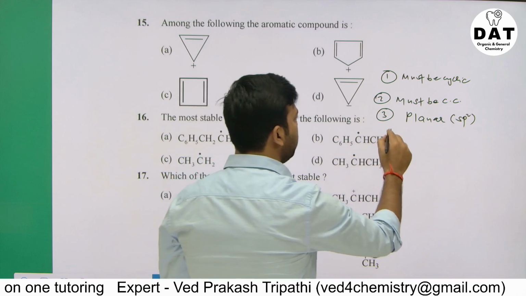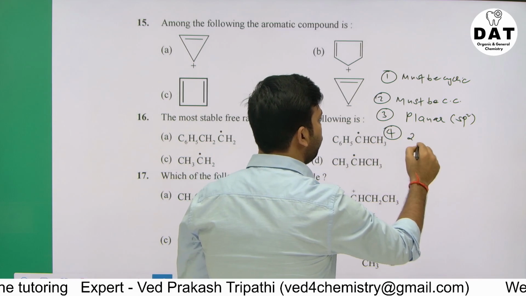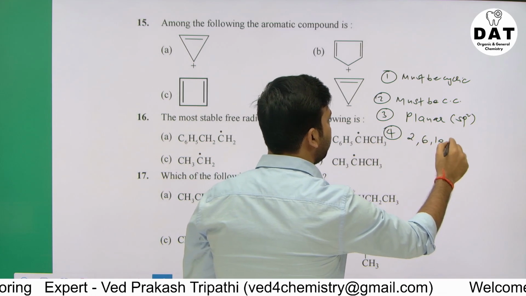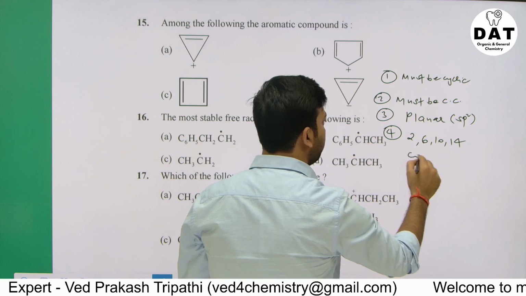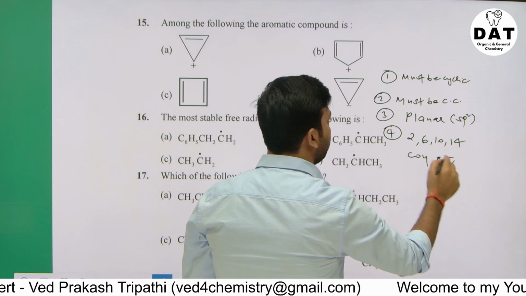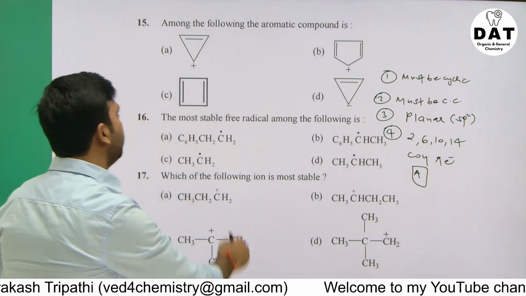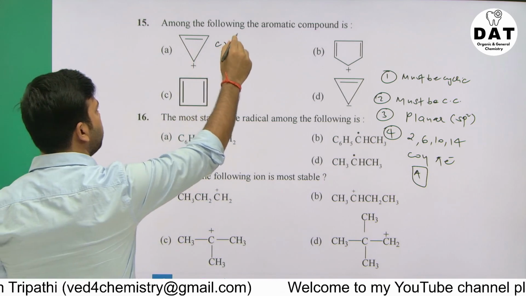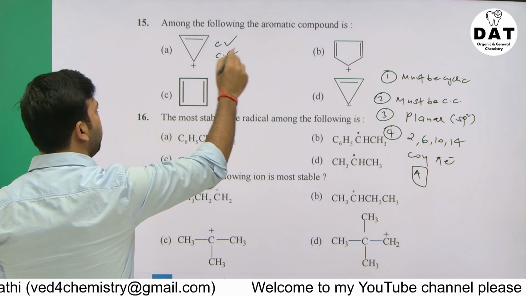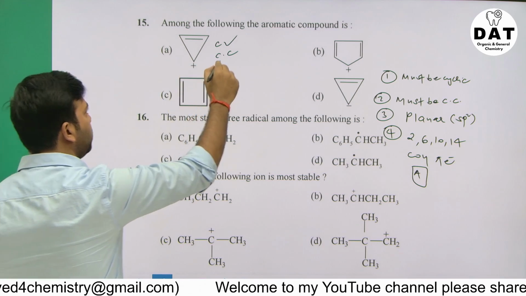And the fourth one is what? Whenever you have 2, 6, 10 and 14 conjugated pi electrons, then the entire thing will be aromatic. So look at here, this is cyclic conjugated, everyone is in alternate. This is planar as well.